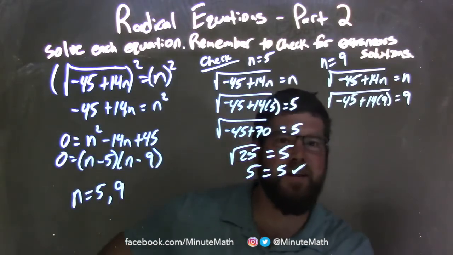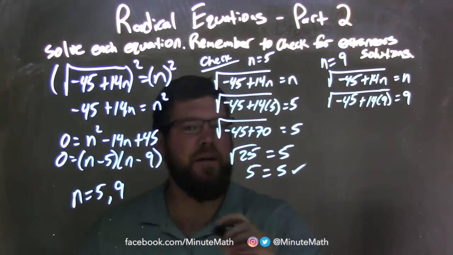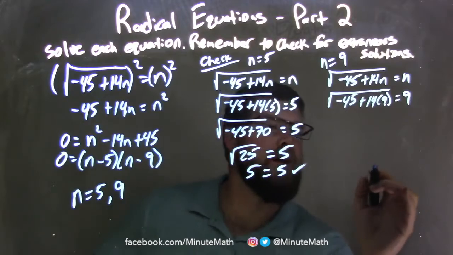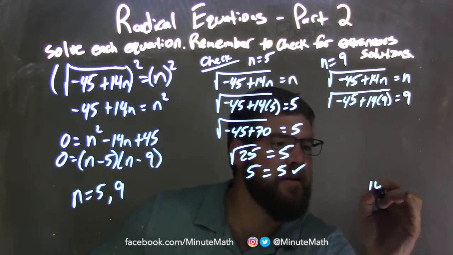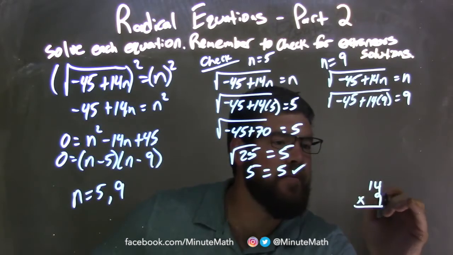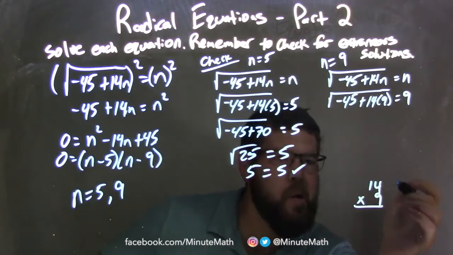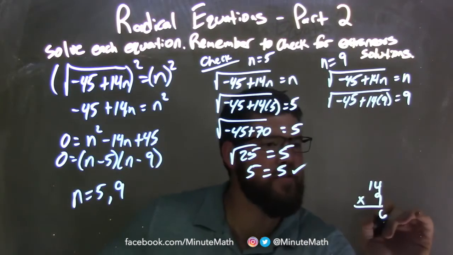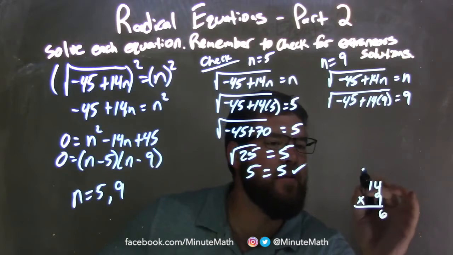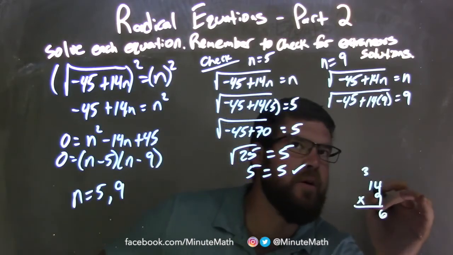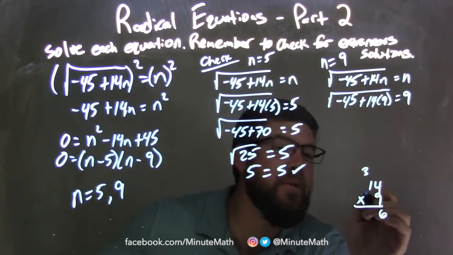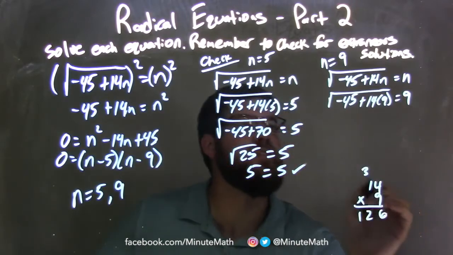Okay, what's 14 times 9? Don't know that off the top of my head, so let's do some multiplication here. 14 times 9. 9 times 4 is 36. 6 carries a 3. 9 times 1 is 9, plus 3, looking at 12, so 126.